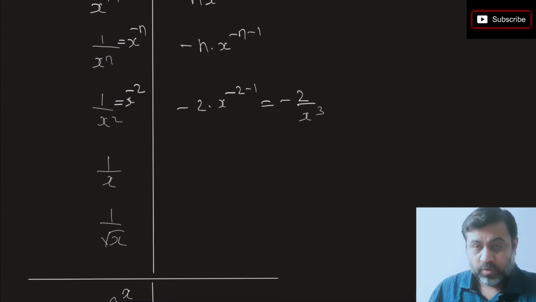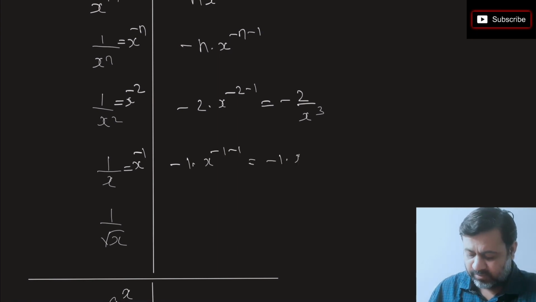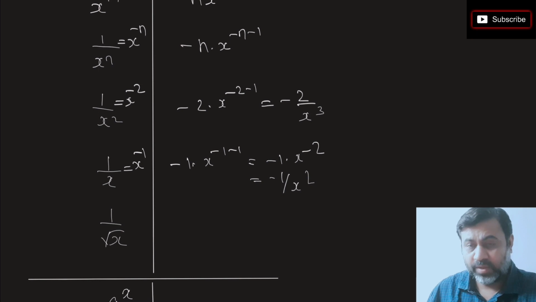Next, 1 by x. I do the same thing. First I write x power minus 1. If I apply the formula, what do I get? Minus 1 x to the power minus 1 minus 1, which is minus 1 x to the power minus 2. Next step, I bring the power minus 2 to the denominator. We get minus 1 by x square.